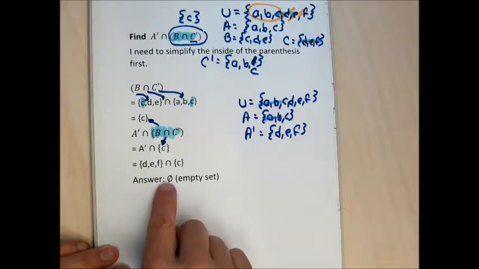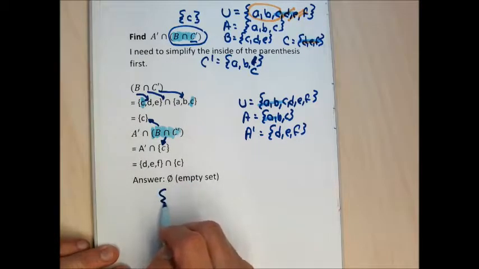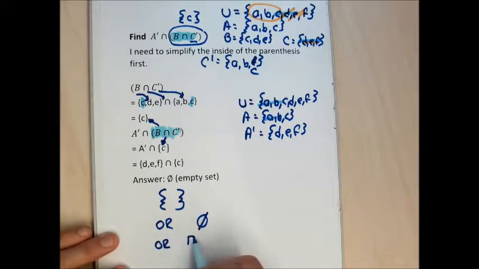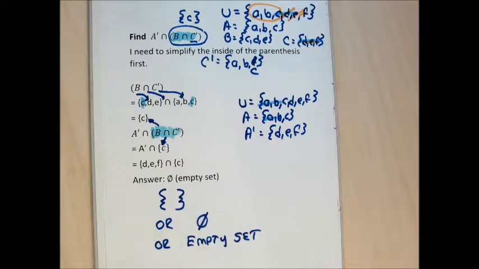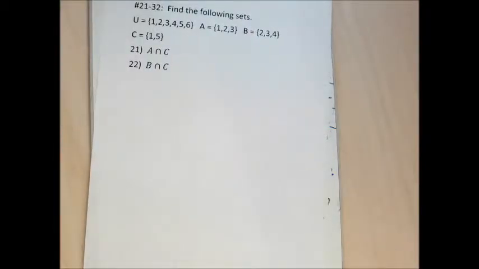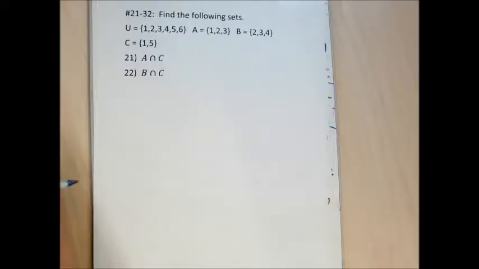When they have nothing in common, you can write your answer one of three ways. You can say it's the empty set like that, or like that, or you can write the words empty set. All three of those would be correct answers because there's nothing in common in that final intersection. All right, now we get to muscle through some more complicated problems.